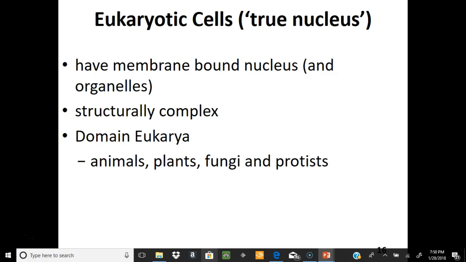Eukaryote then: eu means true, karyote still means nucleus, which means eukaryotes have a nucleus. We typically are very complex. We are all found in the domain Eukarya. We have organelles, multiple organelles, and we can be single-celled or multicellular. Animals, which is what we fall under, plants, fungi, and protists are all eukaryotic organisms.